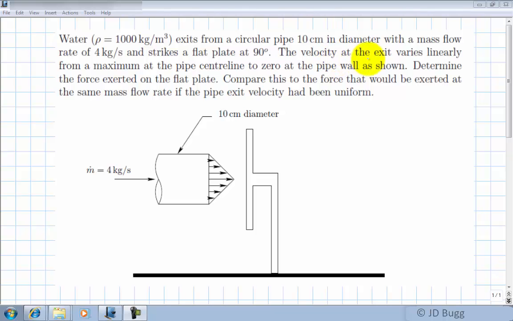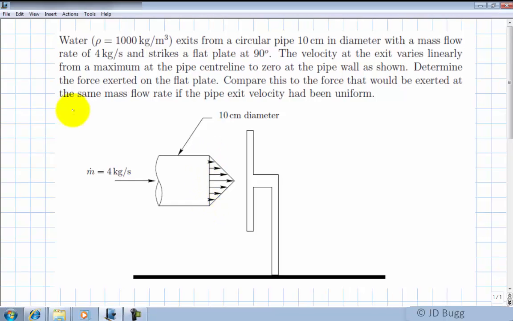So it says the velocity at the exit varies linearly from a maximum at the pipe center line, so that's right there, to 0 at the pipe wall, so that's right there. So this is an axisymmetric profile. Remember, the pipe wall gives 0 velocity there, and again that shows up down here. So our given information is the diagram that's been shown here, and we'll be adding some detail to this as we go through our solution.